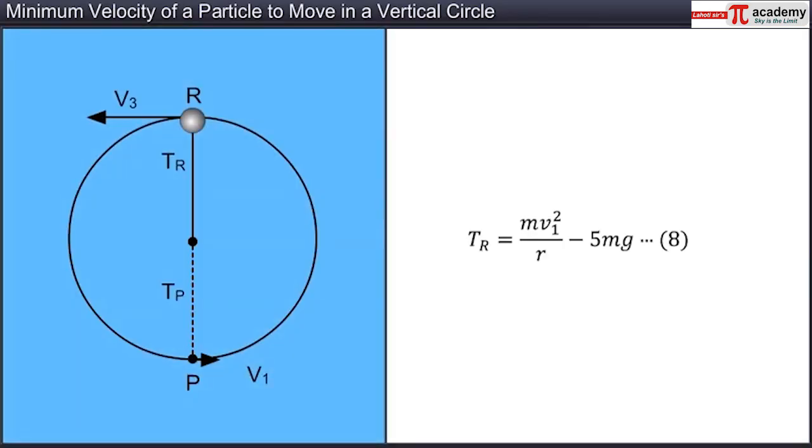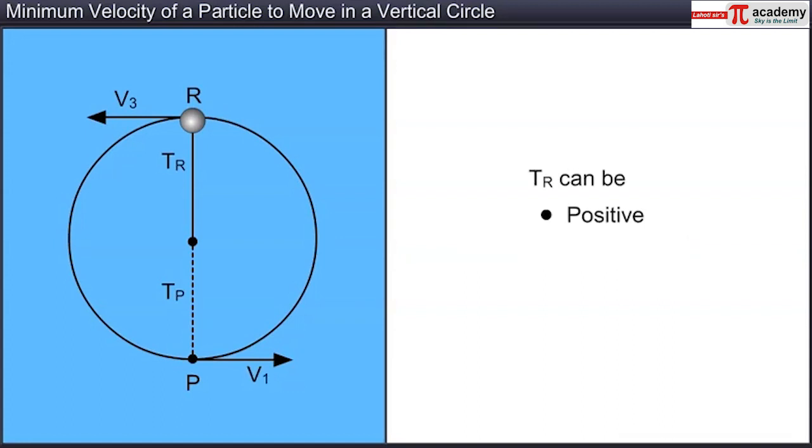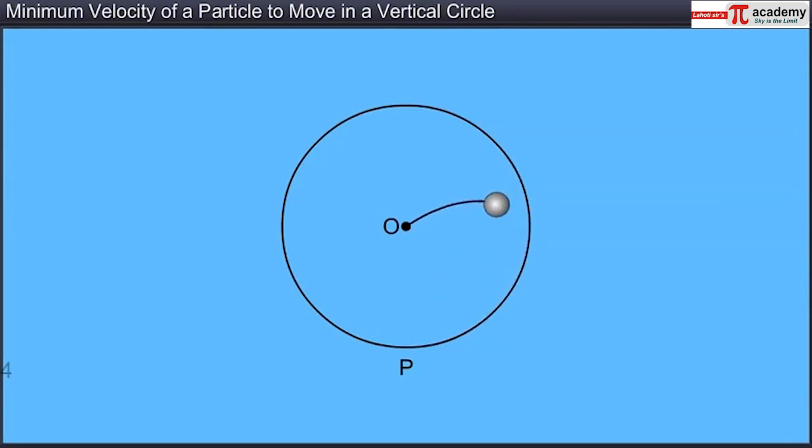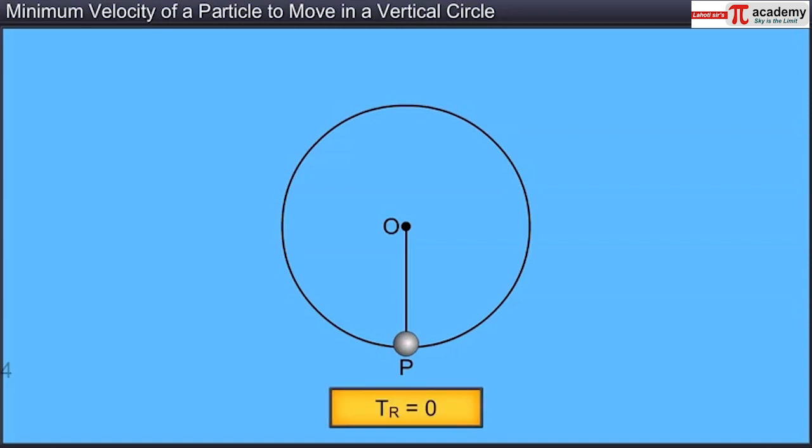In equation 8, the values of mass m, radius r and g are constant for a particle. So, the value of Tr depends only on the velocity of the particle v1. Based on the value of v1, Tr can be positive, negative or 0. If Tr is a negative number, then the string would become slack and the particle will fall down before it can complete its circular path. The minimum value of Tr has to be 0 for the particle to complete the vertical circle.